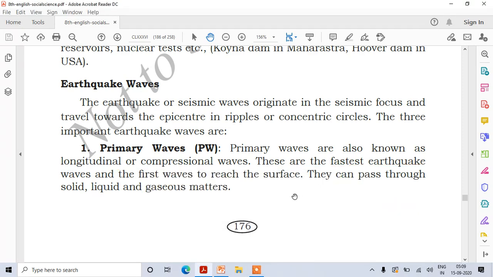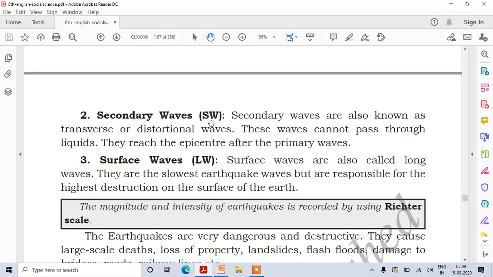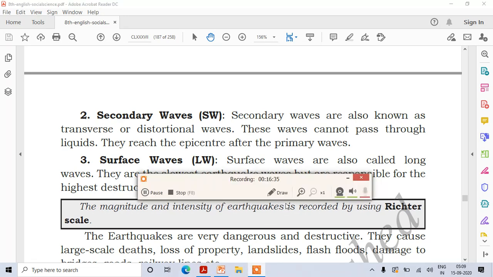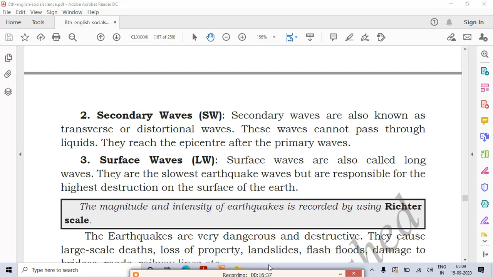About the next wave we will read, that is the secondary wave. Short form is SW. Secondary waves are also known as transverse or distortional waves. These waves cannot pass through liquids. As we have read that the primary waves can pass through solid, liquid and gas, but the secondary waves cannot pass through the liquids. They reach the epicenter after the primary waves. First the primary wave will reach, and after that the secondary wave will reach.